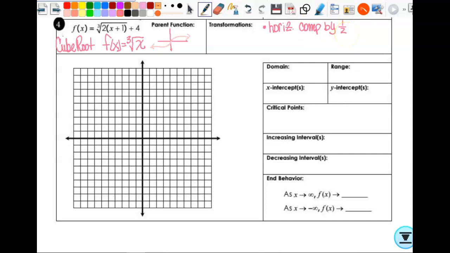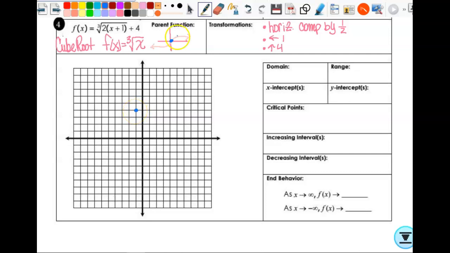Then I have this 1. What does this mean I do? Left 1 and then up 4. Any questions about those? All right, so again, I'm going to start with 0, 0. My stretches, compressions, and reflections don't do anything when you're at 0, 0. At 0, 0, it's only the translations that do anything. So you're going to go left 1 and up 4.